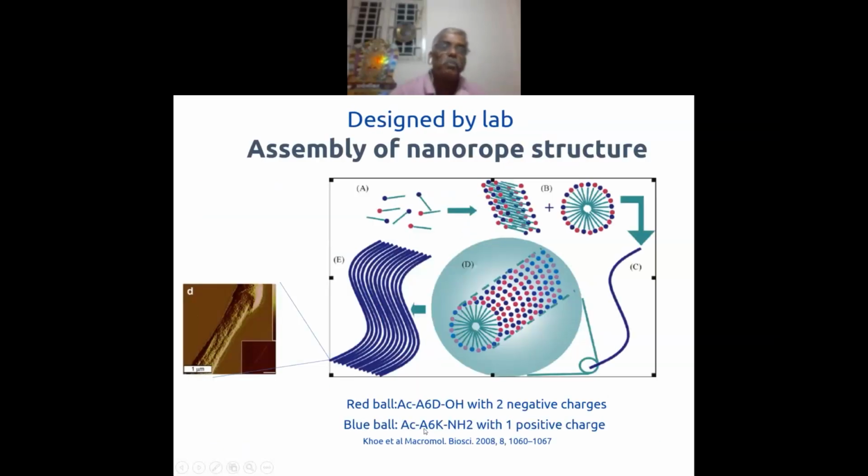Then the nano rope. They prepared it with the help of amino acids. So this way we are designing something in the laboratory. We play with molecular level designs with the help of an atomic force microscope or scanning electron microscope. Then we image it, and this peptide molecule looks like a rope.